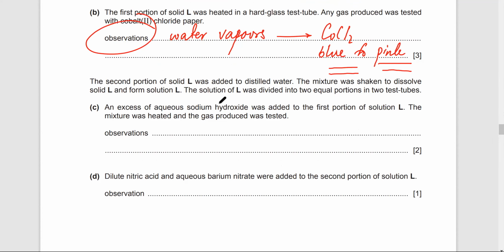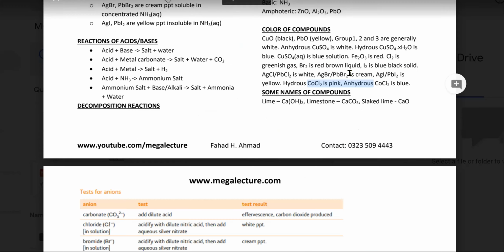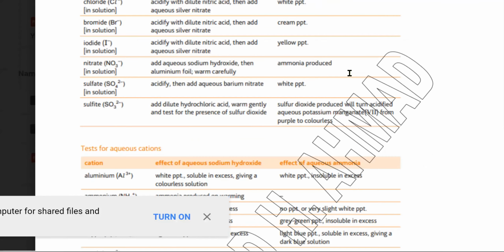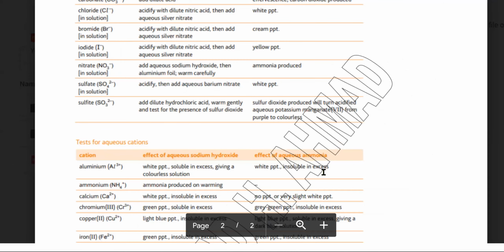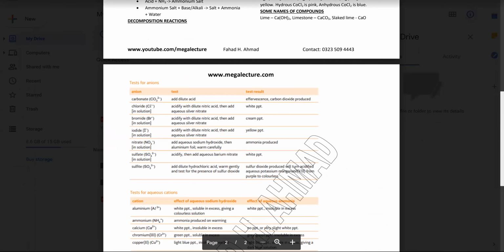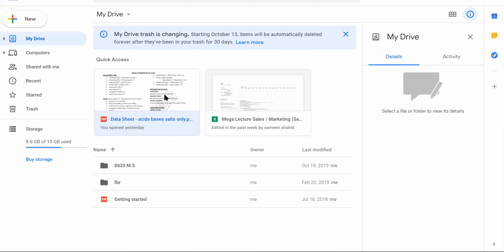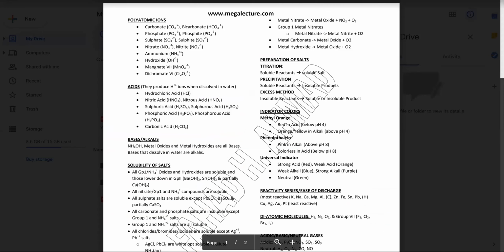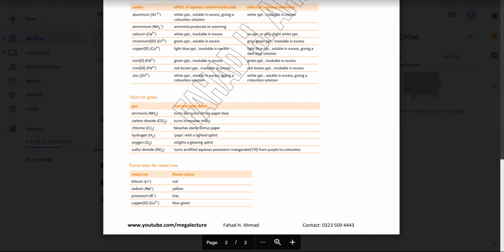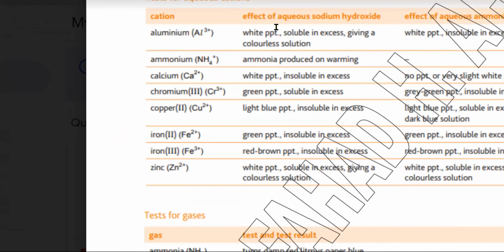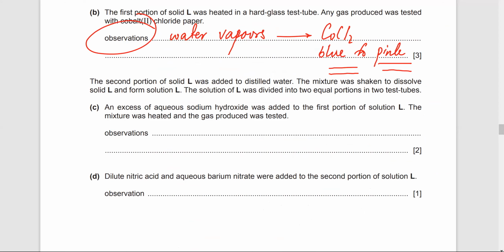Now the second portion. So he added NaOH. Now the test for the cations, NaOH. Look over here and find the test for ammonium ions. This over here. Look at the test. You have to remember all these tests. Ammonium ions, ammonia gas is produced on warming with NaOH. So that's what's going to happen. So this is all memorization. Nothing important to it. I'll send you the sheet. So if you add ammonium ions and you add NaOH to it, then NH3 gas would be released. And since it's an observation, it's pungent smelling.